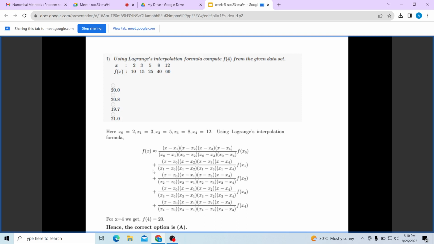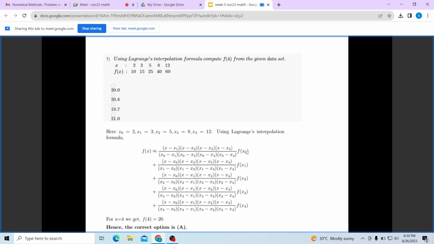Now, what is the second term? In the second term, remove x1. So you will get x minus x naught, then x minus x2, then x minus x3, into x minus x4. Now, as you have removed x1, just put x1 in place of x. So you will get x1 minus x naught, into x1 minus x2, into x1 minus x3, into x1 minus x4, whole into f of x1. Similarly for x2, x3 and x4.